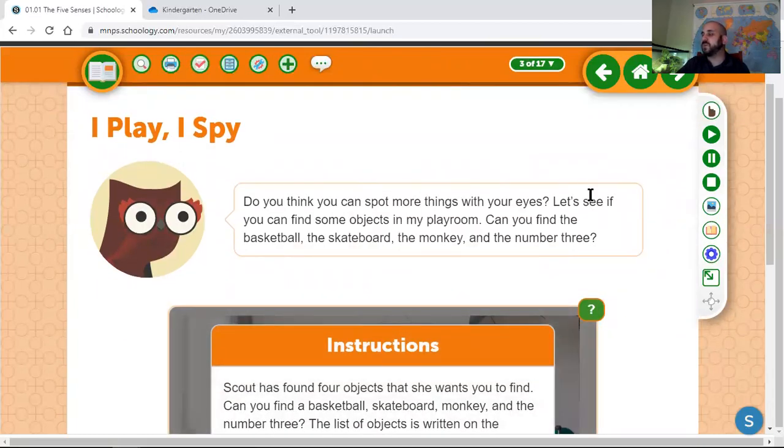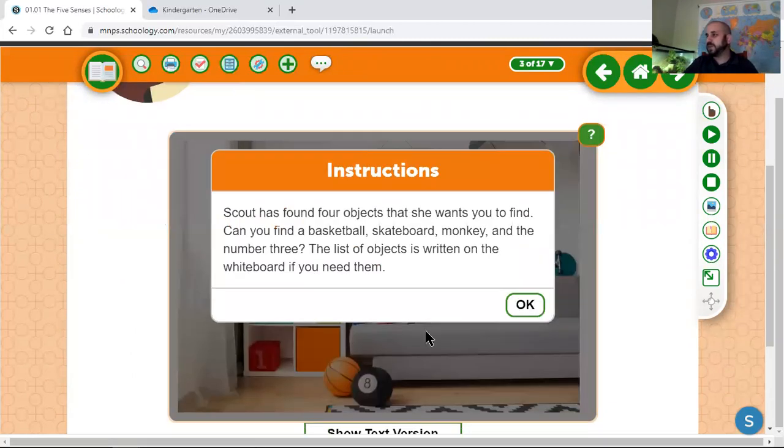Let's see if you can find some objects in my playroom. Just a reminder, objects are things that we can see with our senses. Can you find the basketball, the skateboard, the monkey, and the number 3? Scout has found 4 objects that she wants you to find. The list of objects is written on the whiteboard if you need them.